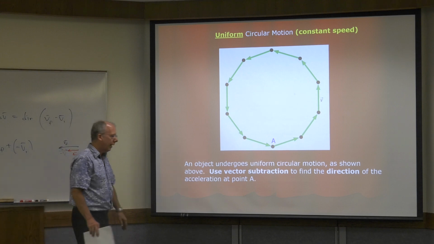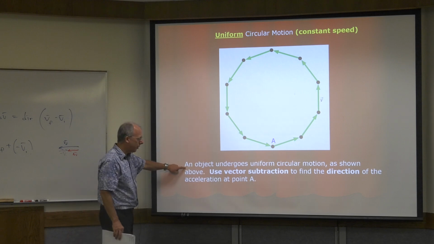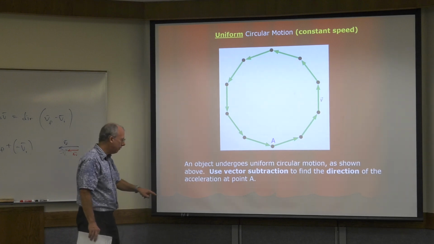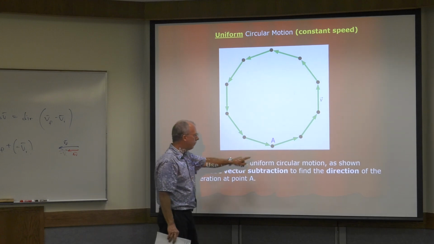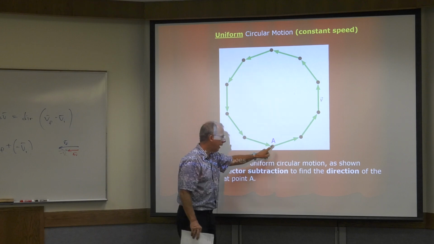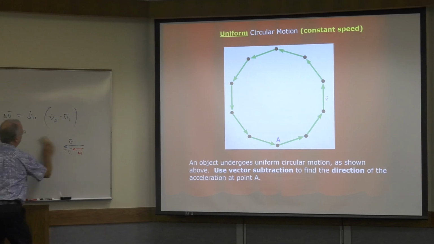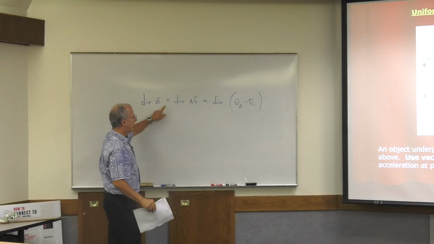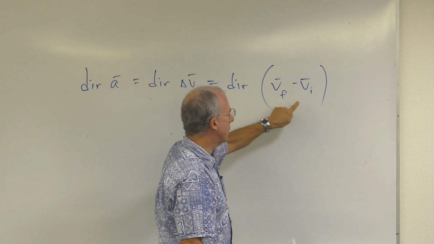Now what I want you to do, and make sure you do it on a piece of paper, and do it well, you already did it, but do it again, it won't hurt you. An object undergoes uniform circular motion. Use vector subtraction to find the direction of the acceleration at point A. So what am I talking about? How can you find the direction of the acceleration vector at point A? Well, go back to this. The direction of the acceleration vector is the direction of delta V. That's the direction of V final minus V initial.